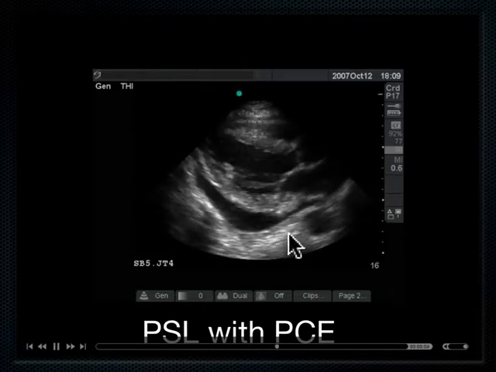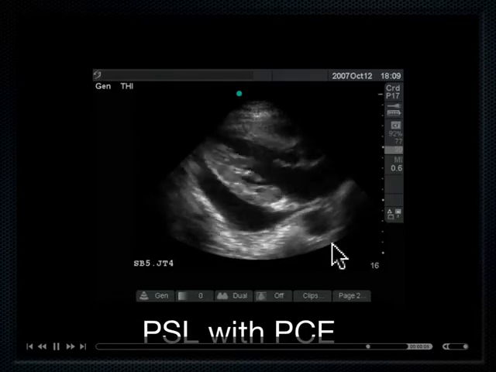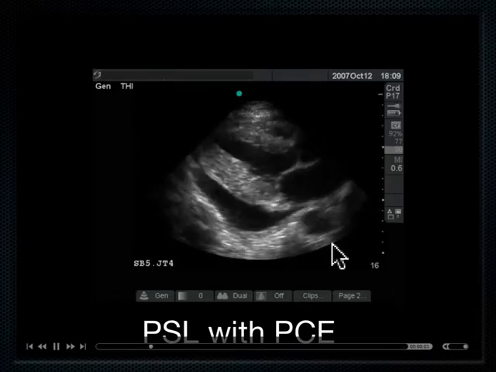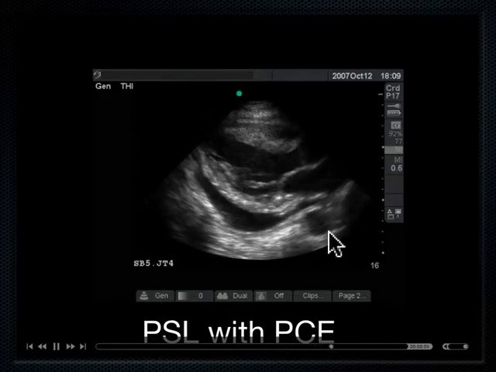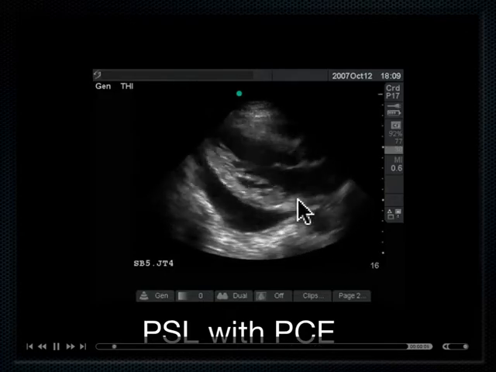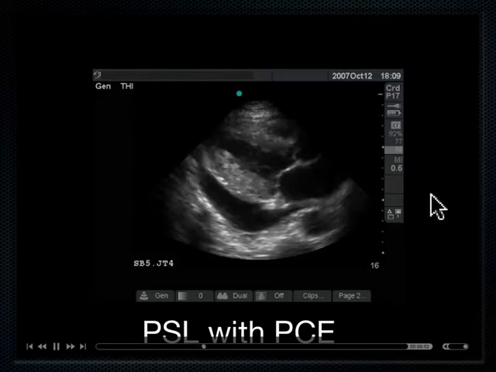Because if the fluid runs posterior back here to the descending aorta, then you've got a what effusion? Not pericardial, but pleural. Very good. So the fluid runs behind the descending aorta, that's pleural. If it runs anterior to it, it's pericardial.